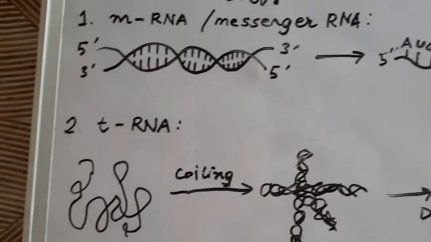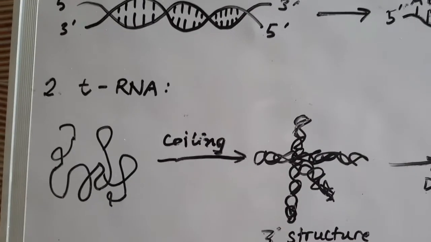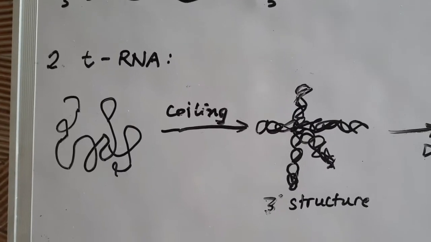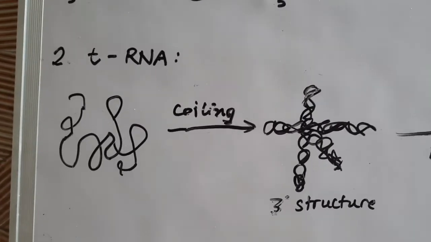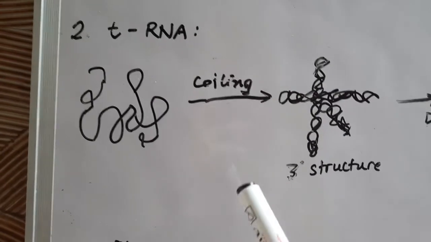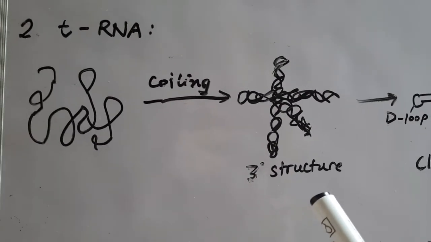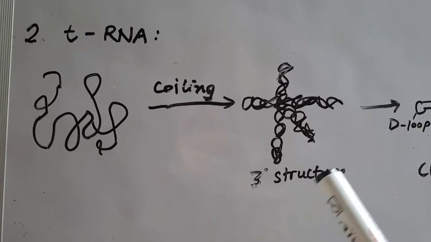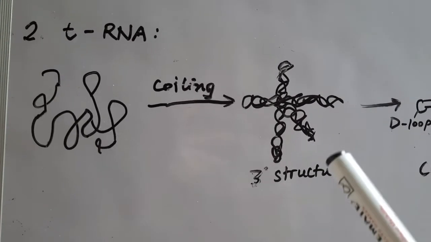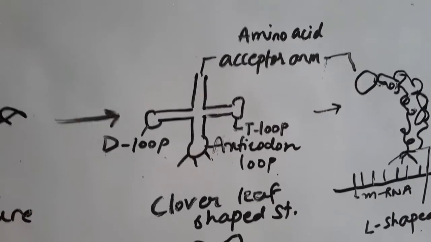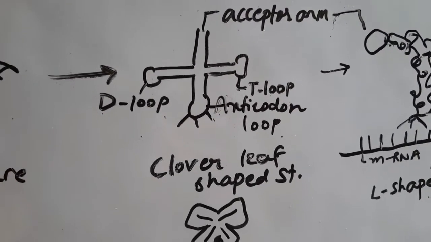Second unit we are having is tRNA. It is also known as soluble RNA. First of all, let us study how it is formed, then we will study its structure. This is RNA. When it undergoes coiling, it forms a tertiary structure, such that again and again coiling of this RNA forms a particular shape that is known as tertiary structure. We can represent this structure in a simpler form like this, that is, a T-shape or clover leaf shaped structure.